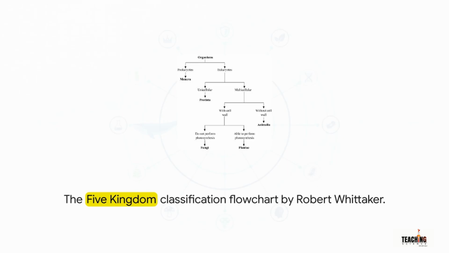Next question, is it unicellular or multicellular? The unicellular eukaryotes become kingdom Protista. For the multicellular ones, we have to ask, do they have a cell wall? If the answer is no, they belong to kingdom Animalia. If yes, we ask one final question. Can they perform photosynthesis? If no, they're fungi. If yes, they're Plantae. It's like a giant sorting game.